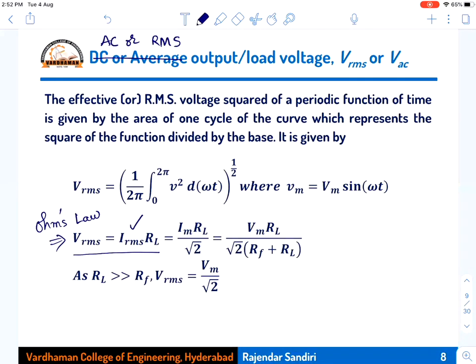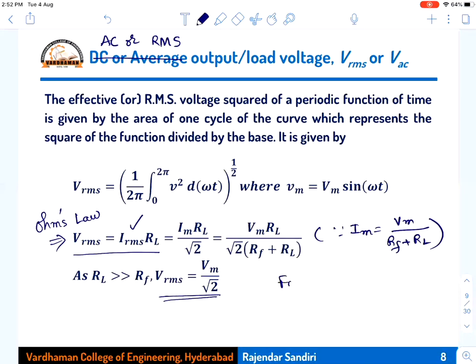That is equal to Im. Again, you know the relationship between Im and Vm. Im is equal to Vm by Rf plus RL. Very, very important relationship, this one. Im in terms of Vm, that we have substituted here. Then we got this. Then, taking the assumption that RL is very much greater than Rf, you will get VRMS is equal to Vm by root 2.